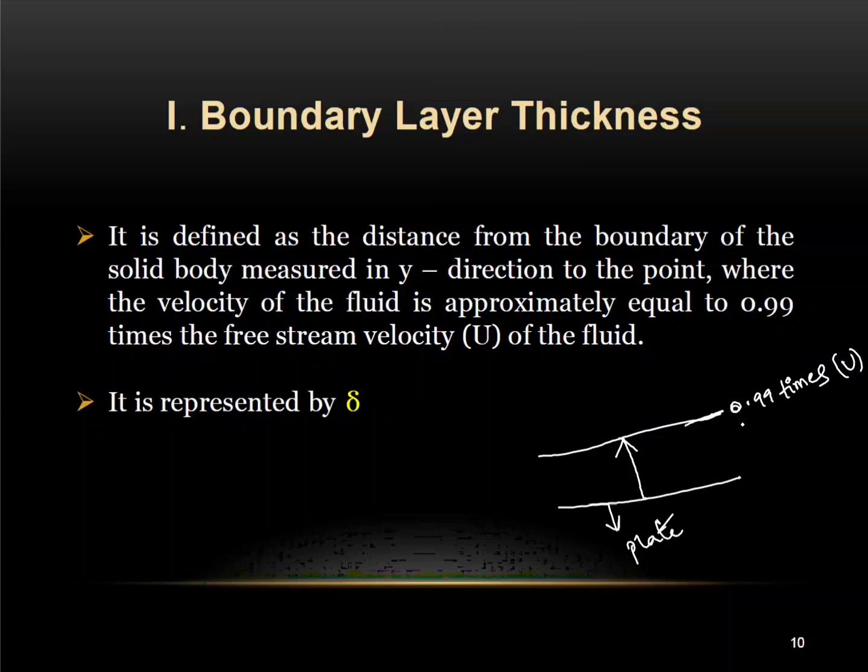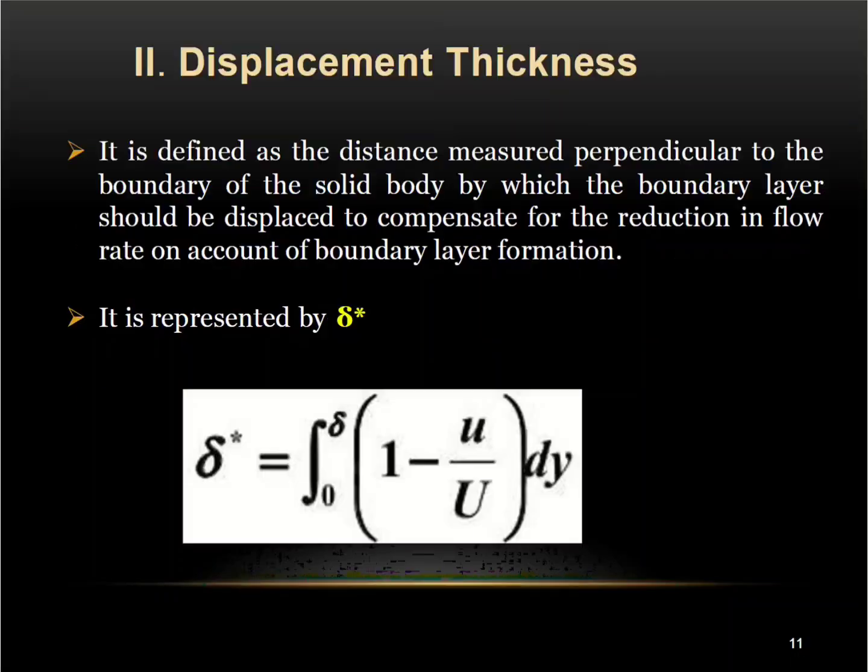Means 0.99 times means what? Almost equal to u. So this distance from the surface to the layer where the velocity of that layer is equal to the velocity of the free stream, this thickness only is called as boundary layer thickness, and it is denoted by the symbol delta. And let's talk about the next one, displacement thickness.